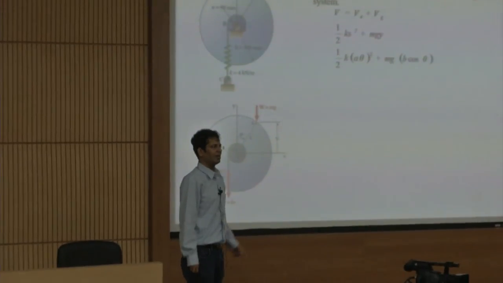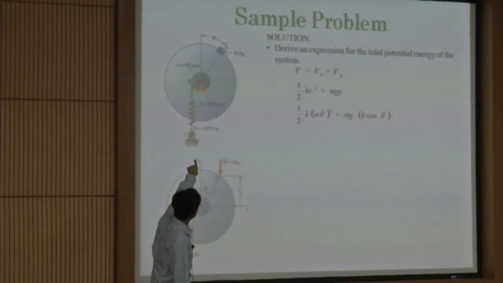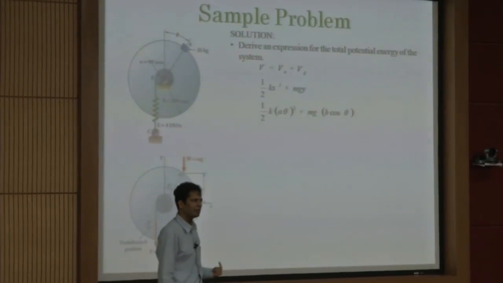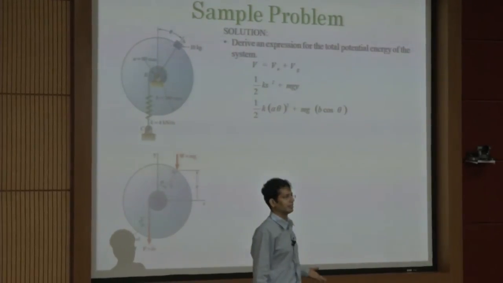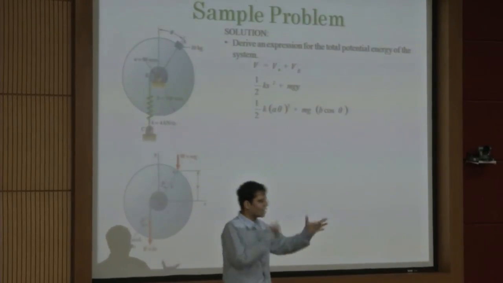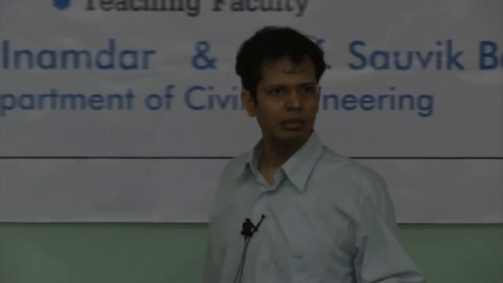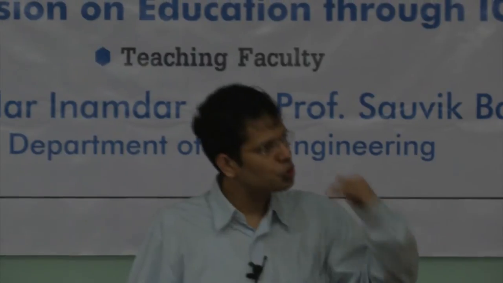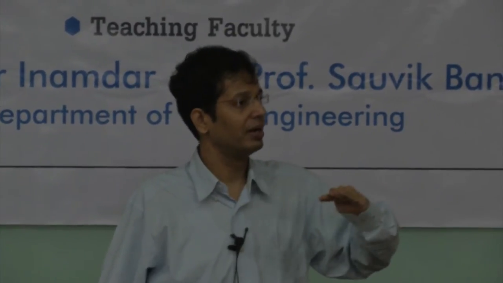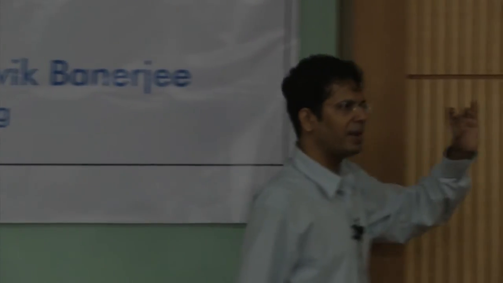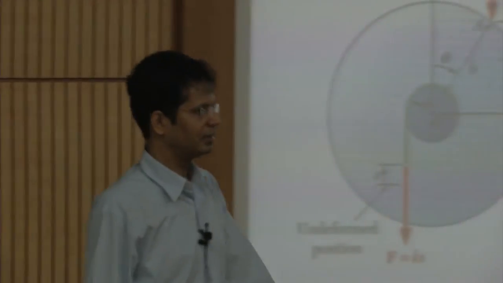Now instead, for convenience, let me take point O as my reference level. With respect to that reference level, if I take this mass up by a distance of B cos theta, how much is the work done? Minus mgb cos theta. What is the potential energy? Plus mgb cos theta. Just try it, write down a few equations, and you will be convinced immediately. It's just a matter of choosing an appropriate reference or datum point. There is no absolute value of potential energy ever. It just depends on the base level that you are choosing. Any question?